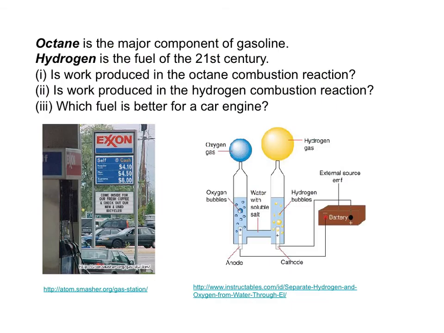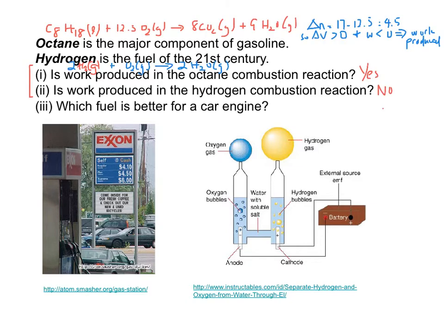Let's compare two fuels, octane and hydrogen. Many people believe hydrogen is the fuel of the 21st century. Which fuel is better for a car engine? Stop the video and answer these questions. And the answers are, octane produces work, but hydrogen does not. So octane is used in car engines because it produces heat and work. Hydrogen produces heat but not work, so hydrogen is better suited for a fuel cell to make electricity.